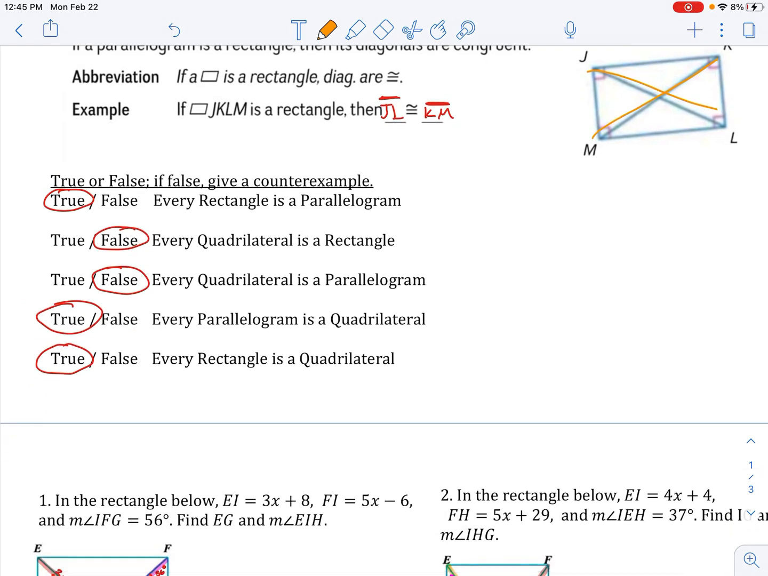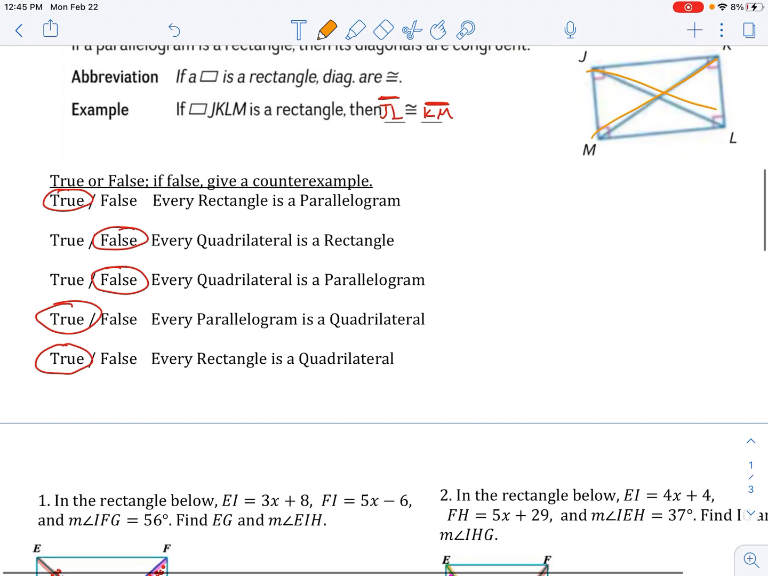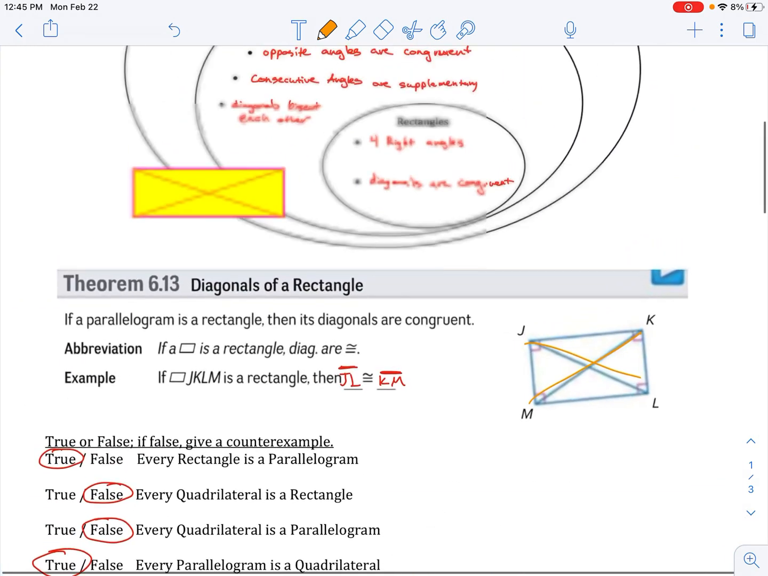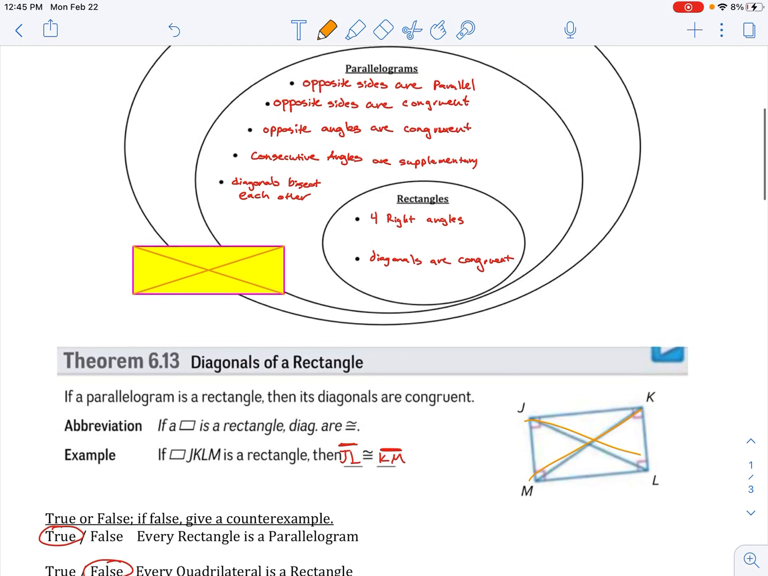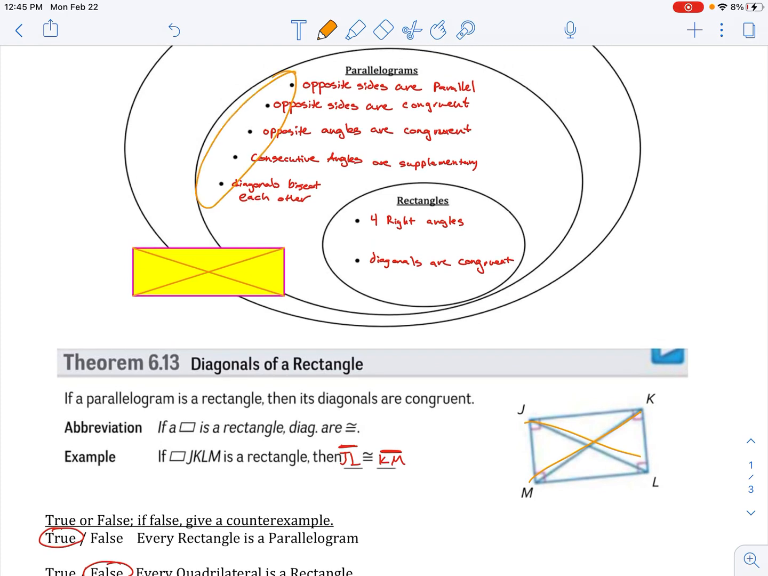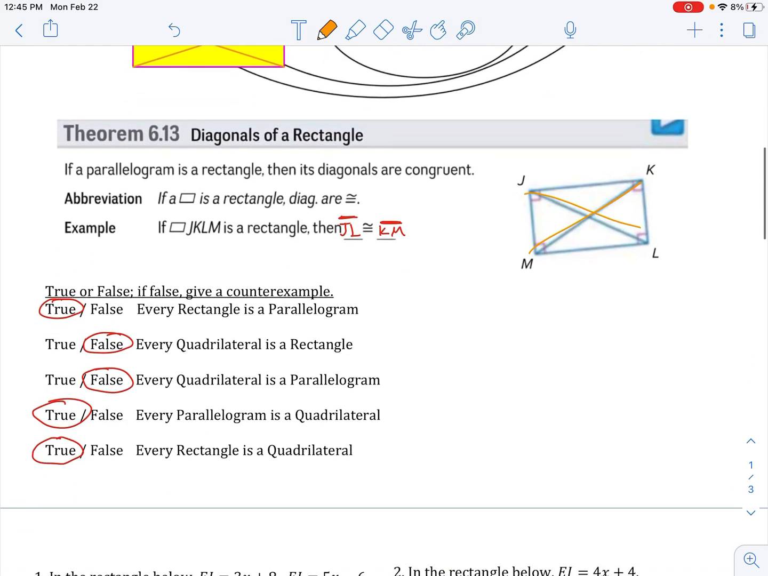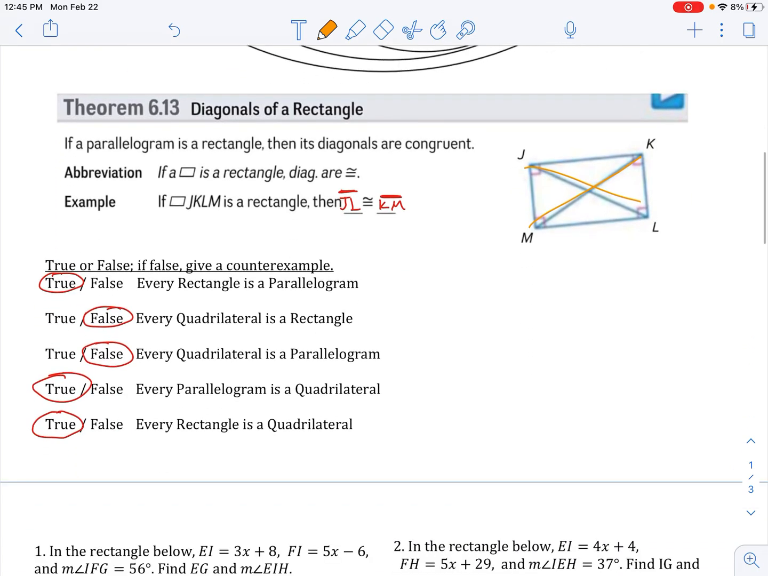Continuing, true or false? If false, give a counterexample. So first here, it says every rectangle is a parallelogram. That's true. Every rectangle is a parallelogram. That's why we have it in there. Because basically all 5 of these things are true for rectangles. These don't necessarily have to be true for all parallelograms, but all 5 of those things are true for rectangles. So that's true. Every quadrilateral is a rectangle. That's false, because there are some quadrilaterals that aren't rectangles.